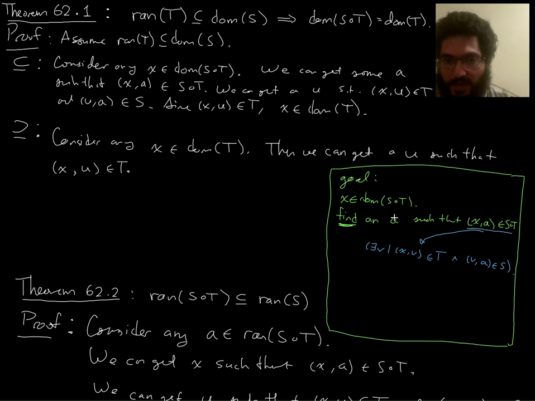So my goal is to find an A such that there's a V such that XV is in T and VA is in S. So let me say that again. My goal is to find an A such that there's a V such that the pair XV is in T and VA is in S. What might work as a V, now staring at what we have? Probably U itself, right? That seems like the only thing that has hope here of working as a V.